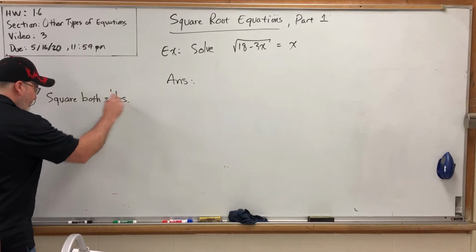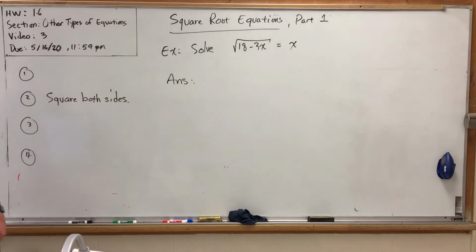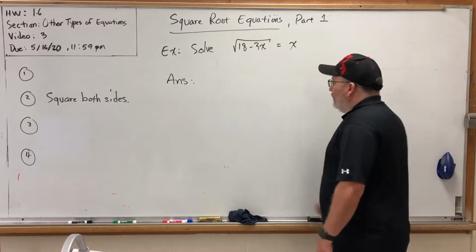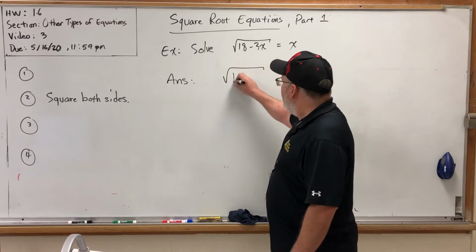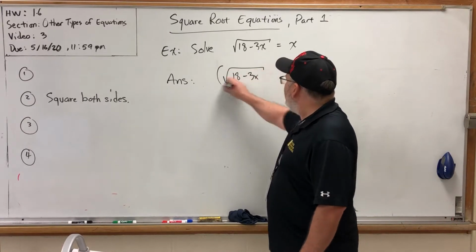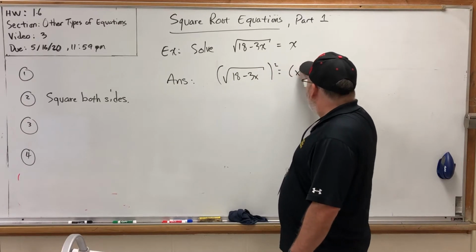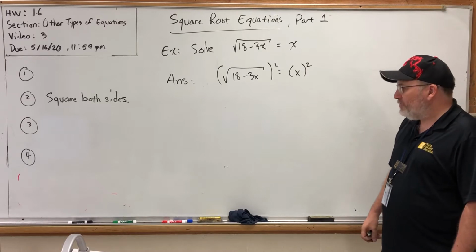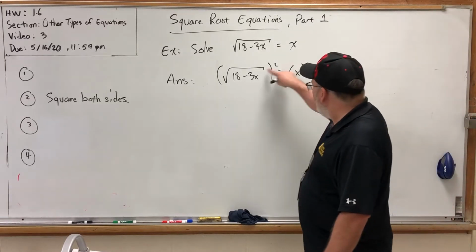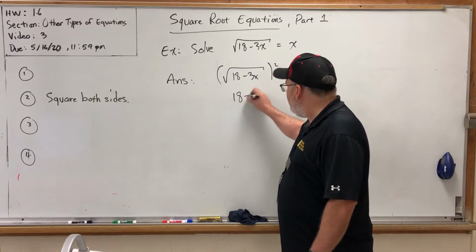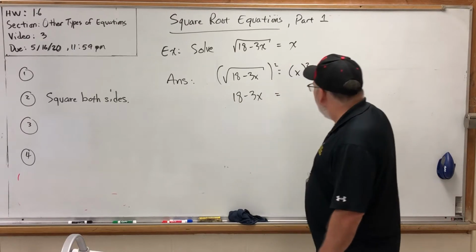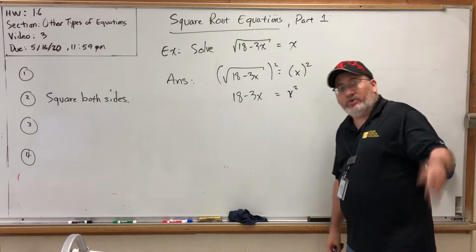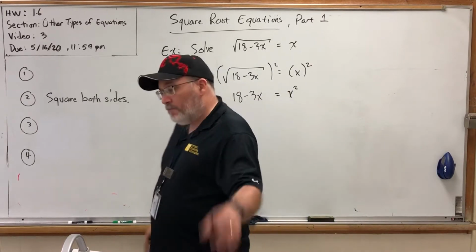Why is it not the first step? Well, in the next problem, you'll see what the first step is. It's just not necessary on this particular example. So let's square both sides. 18 minus 3x is going to get squared, and the x is going to get squared. As a consequence, the square and the square root cancel. We get 18 minus 3x, and on this side we just have x squared. It is no longer a square root equation, but now it's quadratic.